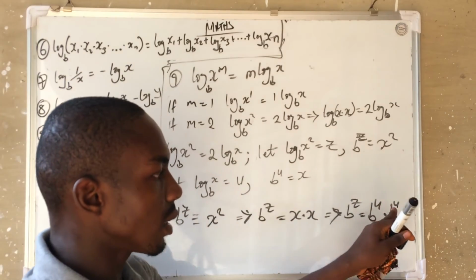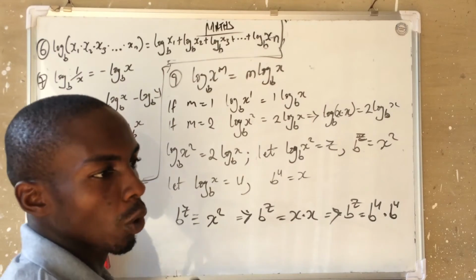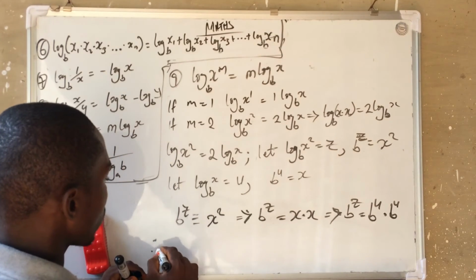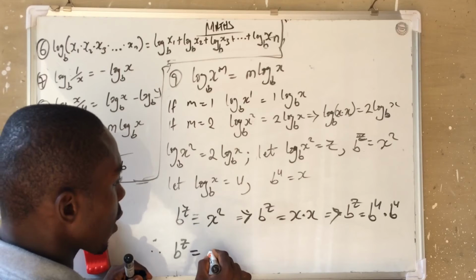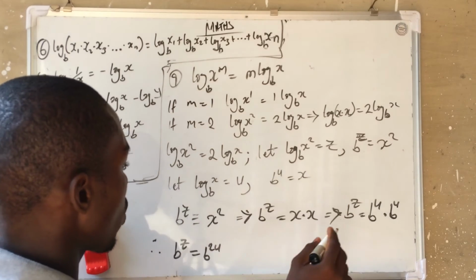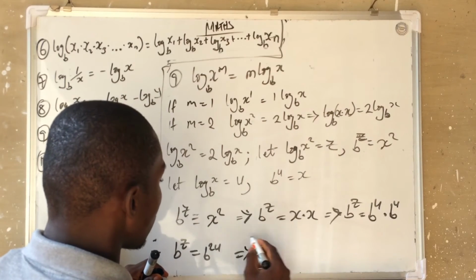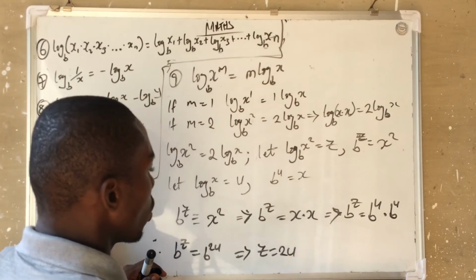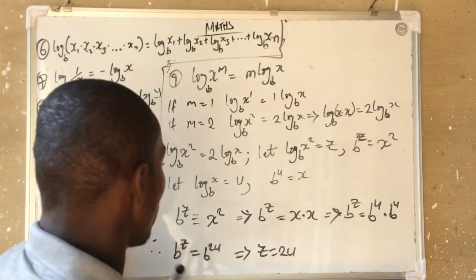Since they are the same base, you add the powers. So therefore b raised to the power z is now equal to b raised to the power 2u. Since they are the same base, we can equate the powers. So this implies that z is equal to 2u.